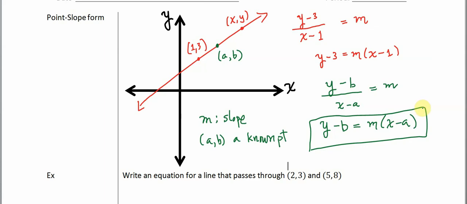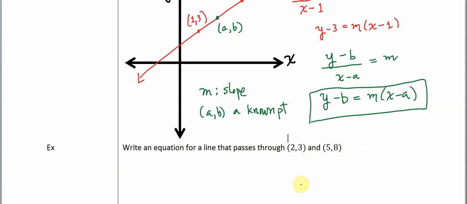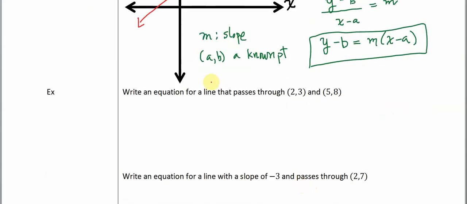Write an equation for a line that passes through 2, 3, and 5, 8. Okay. Now, to write an equation of any line, we need to know two things. We need to know the slope and we need to know a point. In this case, we know 2 points already, so we just need to figure out the slope. So the slope of this line is equal to the change in y, which is 8 minus 3, divided by the change in x, which is 5 minus 2. So I get a slope of 5 over 3, or 5/3.